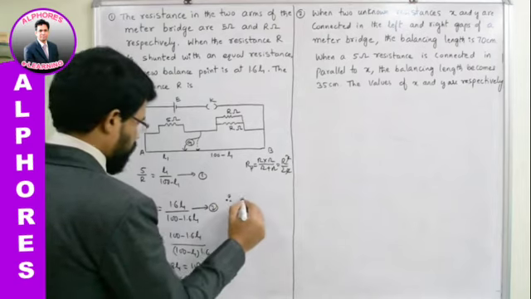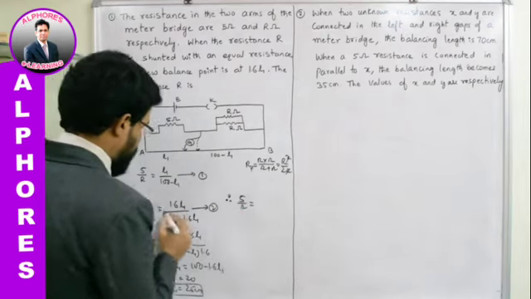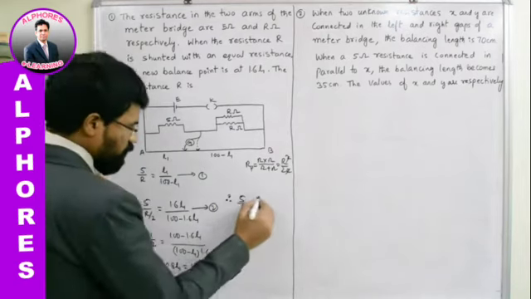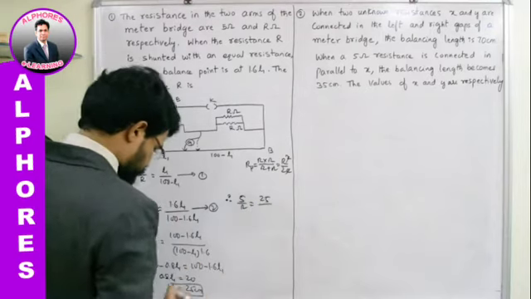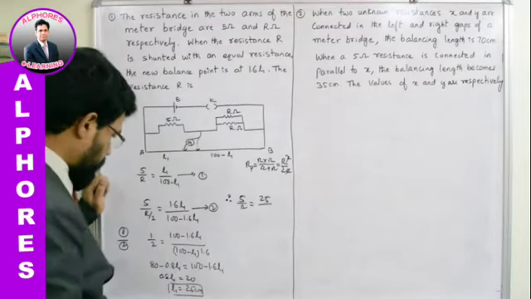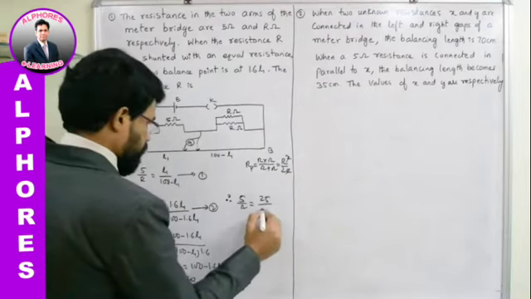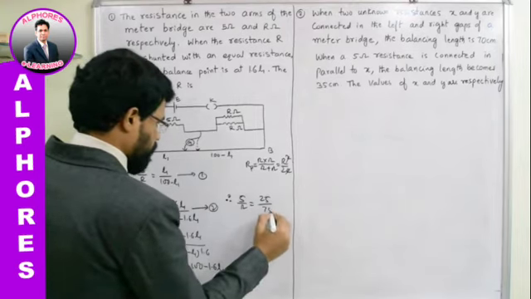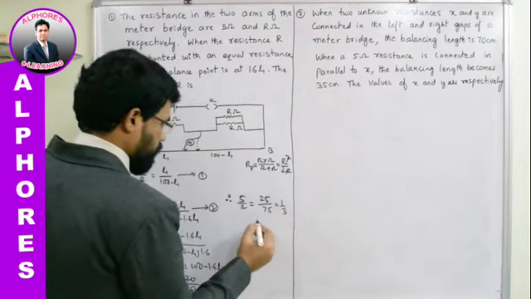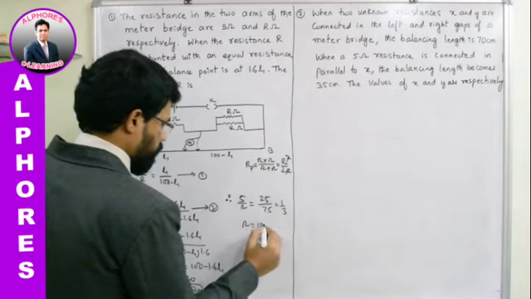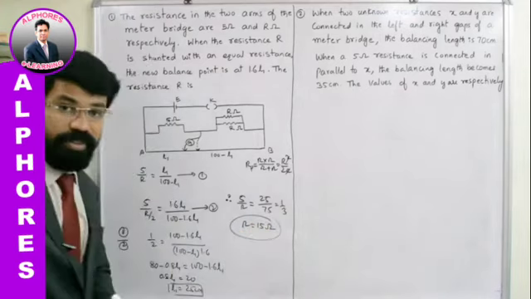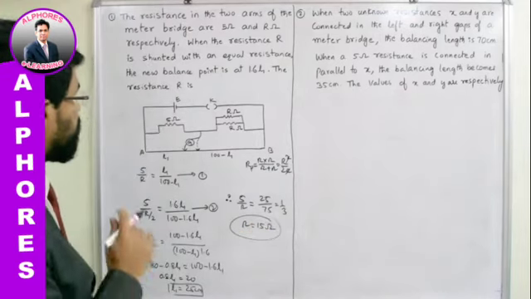Therefore from equation 1, 5 by R is equal to, in place of L1 what I am going to replace with? 25. So 25 divided by 100 minus 25, 75. So what you will have? 1 by 3. So R is equal to 15 ohm. So this is the answer. Okay. So that is how you can solve this.